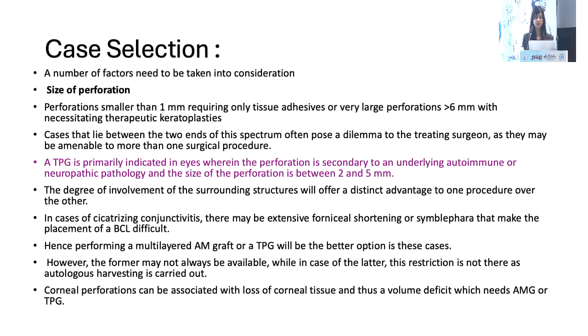Obviously a Tenon's graft will be better because you don't need to contact the eye bank. It's an autologous harvesting. And also, if you're gluing the patient, even if it's a smaller perforation, you can't put a BCL in cases of OCP. Then again, Tenon's is going to be superior.